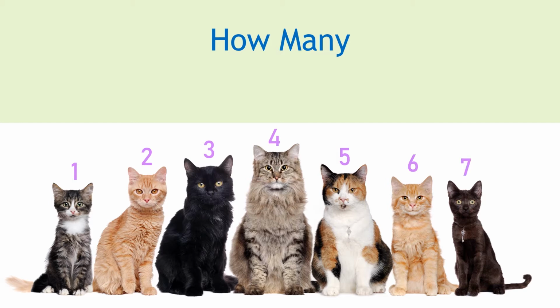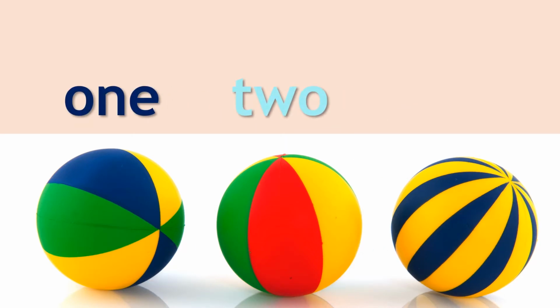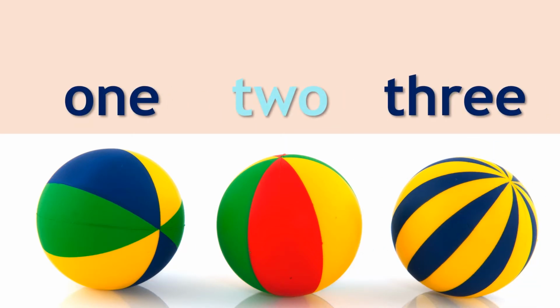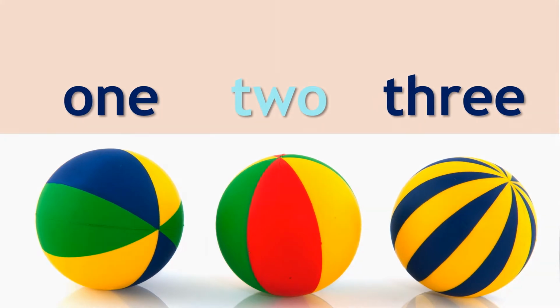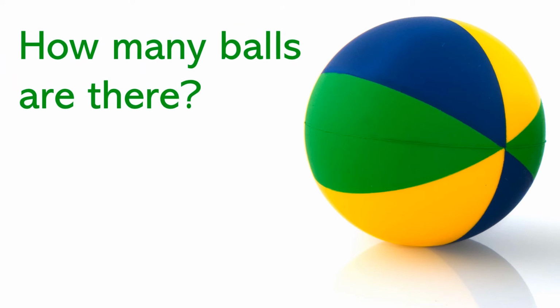How many cats are there? There are 7 cats. How many balls are there? 1, 2, 3. There are 3 balls. How many balls are there? 1. There is 1 ball.